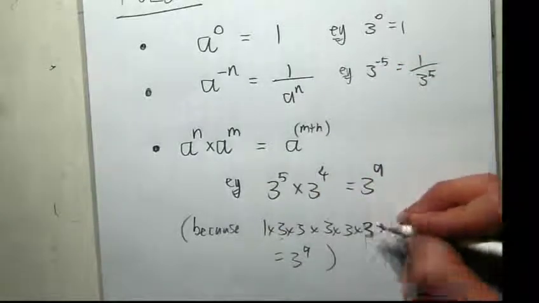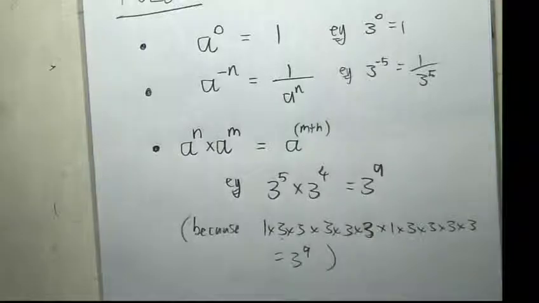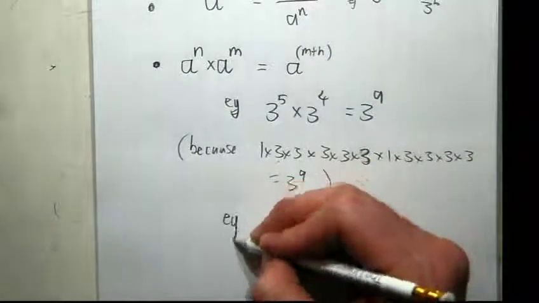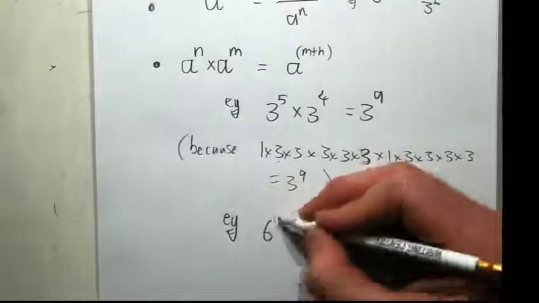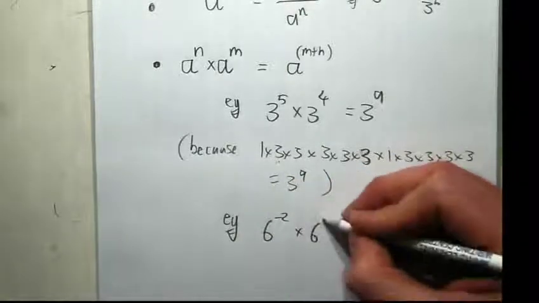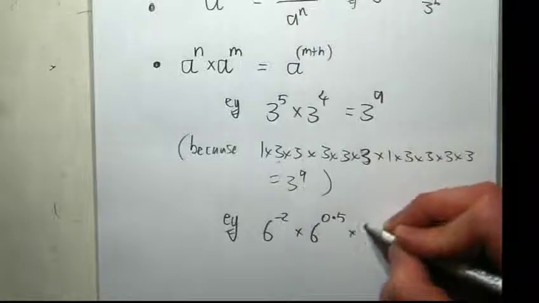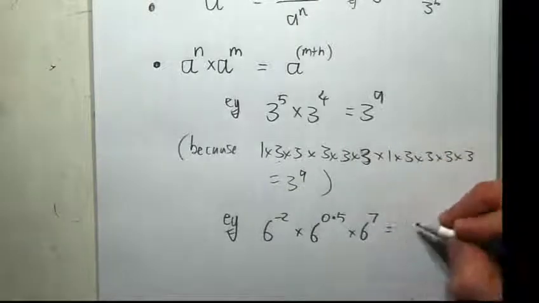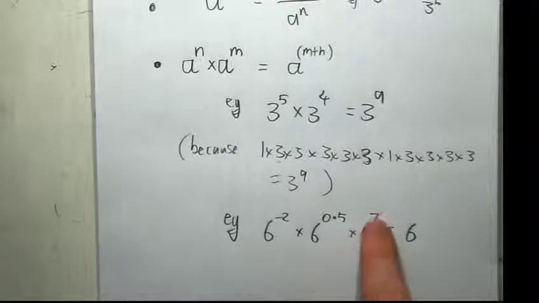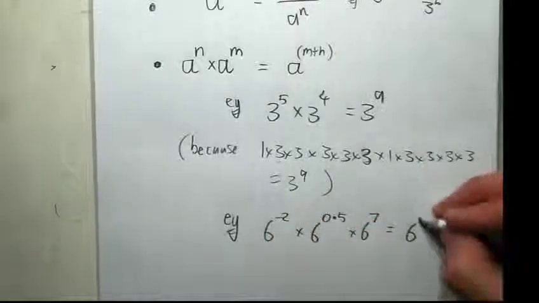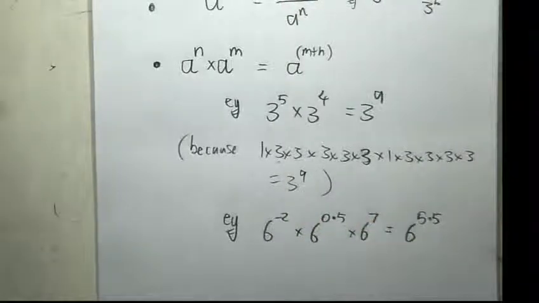But it doesn't just work that way with whole numbers. It works that way with all numbers of any kind. They don't have to be whole numbers. They can be decimals, they can be negative. So I can do another example, like 6 to the power of minus 2 times 6 to the power of 0.5 times 6 to the power of 7 will be the same as 6 to the power of 7 minus 2 is 5, so that'll be the power of 5.5. Because you can just add all the powers together whenever you multiply. Okay? Doesn't have to be with whole numbers.